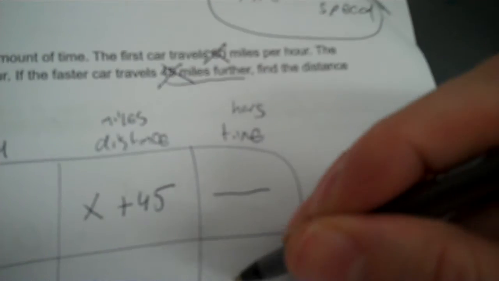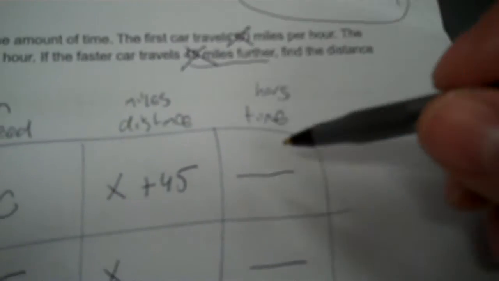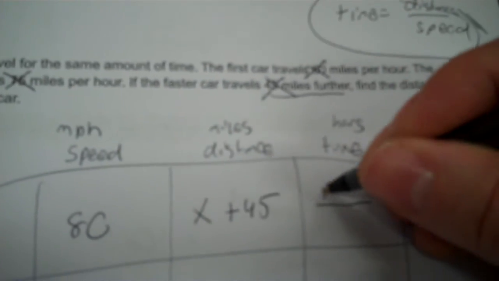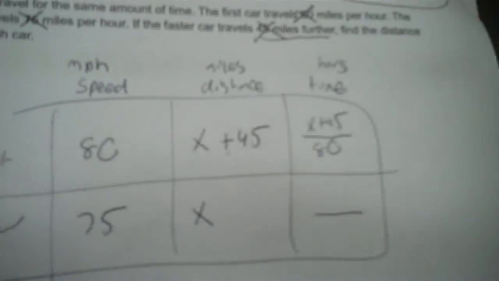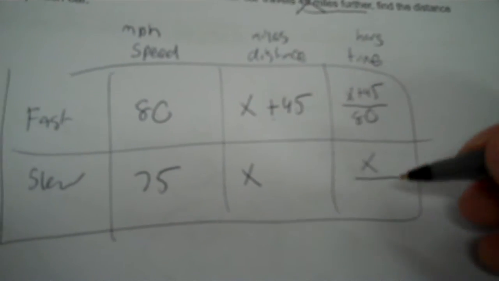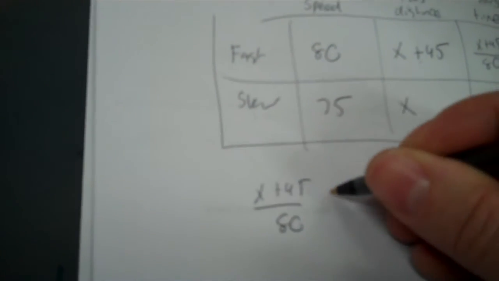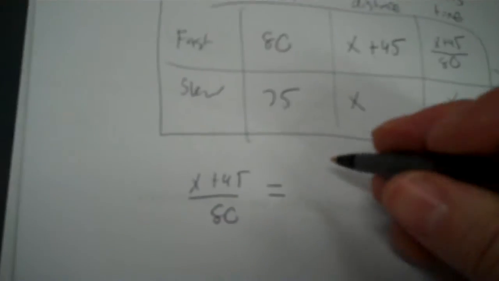Now the time, you don't have any numbers left, so you have to use this up here. You need to write time is distance divided by speed. So here we got distance, x plus 45, and the speed is 80. The distance here is x and the speed 75. Now you make that into a proportion. X plus 45 divided by 80 equals x divided by 75.